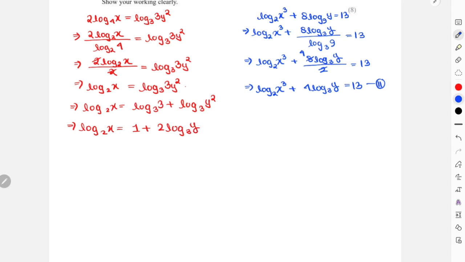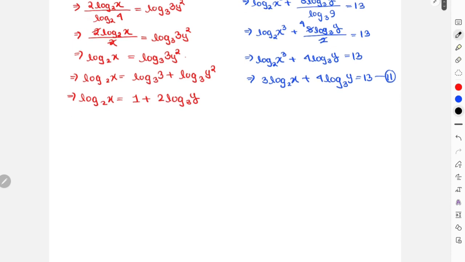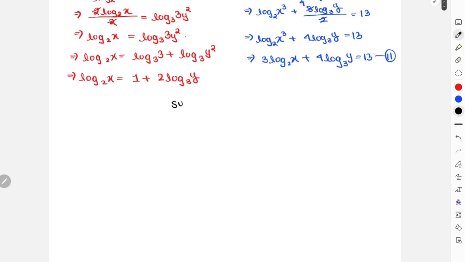Now we can easily simplify it, and then again let's do this working. We just take this 3 to the front, so 3 log base 2x plus 4 log base 3y is equal to 13. This is also equation 2 now. And then we can easily simplify it. So now we will substitute the values. Substitute 1 into 2. This is going to be equation 1.